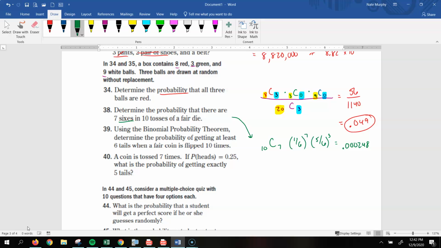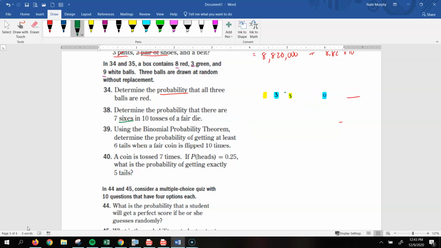All right, let's look at number 39. It says, using the binomial probability theorem, determine the probability of getting at least 6 tails when a fair coin is flipped 10 times. So this time we're looking at getting at least 6 tails. When we see that word at least, that's significant, because that means we're going to have to do a bunch of adding together. So the way that I would set this up is, we're going to flip a coin 10 times, and we're going to get at least 6 tails.